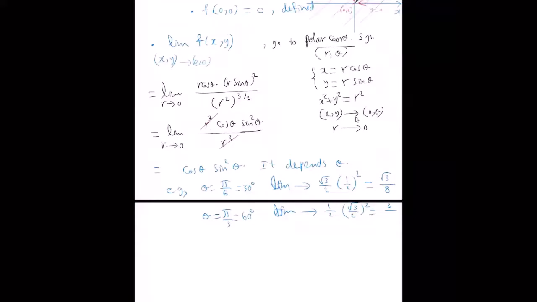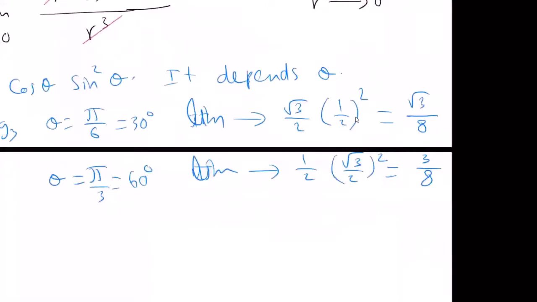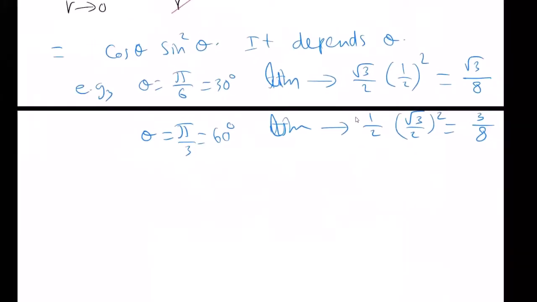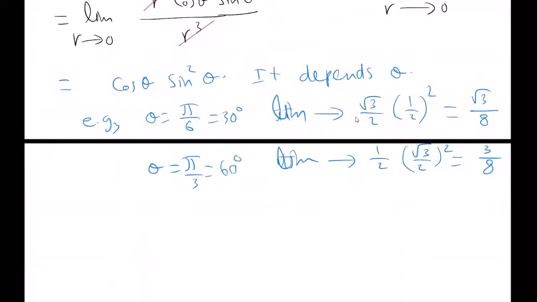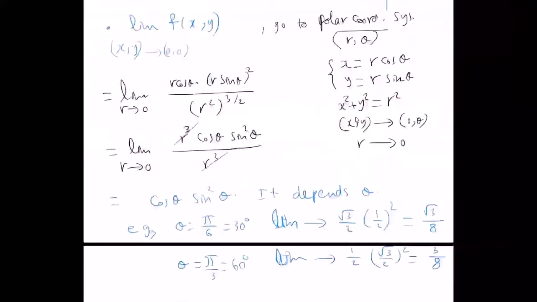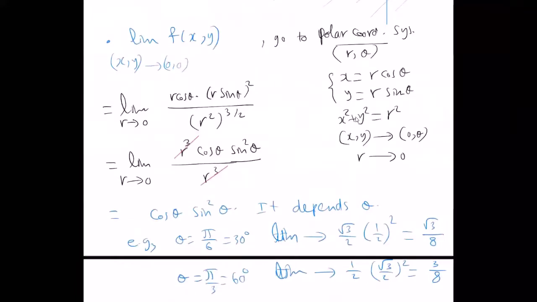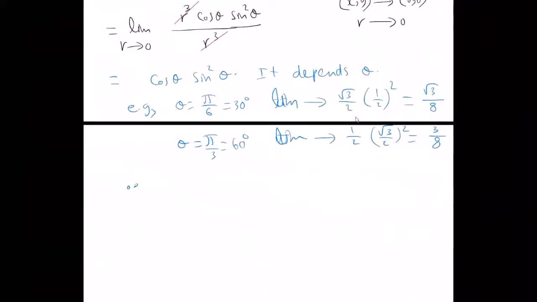If this is the case, this means we could solve it using y equals mx. There is another solution for it. Anyway, the limit depends on theta, meaning the line with slope angle theta equal to 30 degrees will give a different limit from the line with theta equal to 60 degrees. Therefore, what is the conclusion? The value of this limit does not exist.